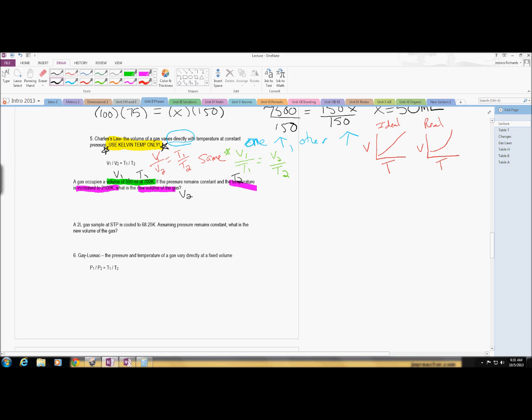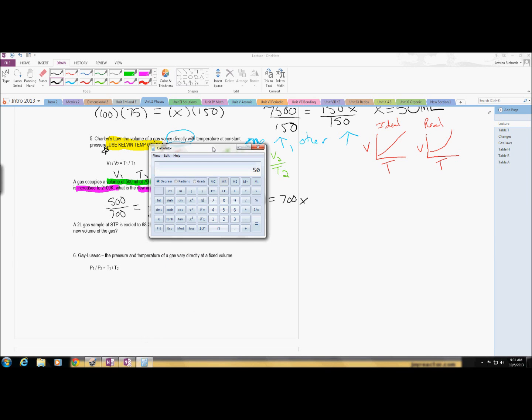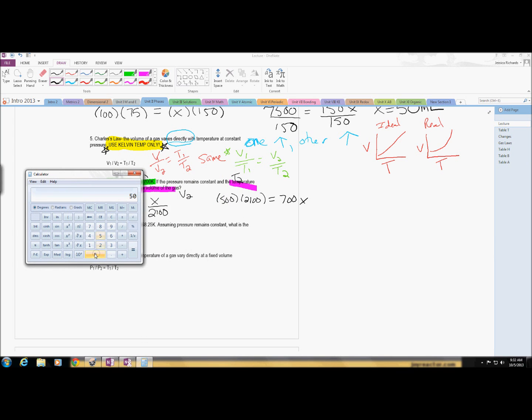All right, so let's plug these guys in. We're starting with 500 milliliters. It's at 700 K. They want to know what the volume will be at 2100, and then we cross multiply. So we have 500 times 2100 equals 700x. Again, not doing that in my head, so let's grab our calculator. 500 times 2100.